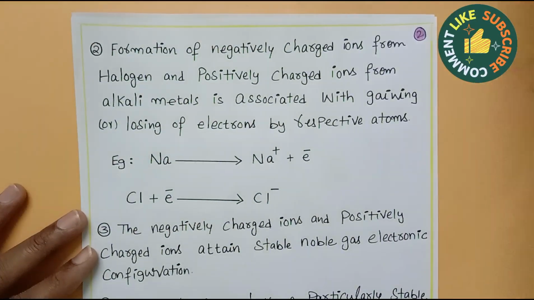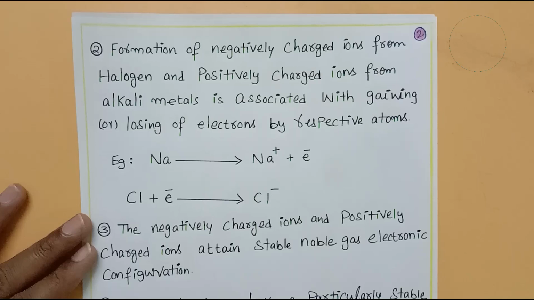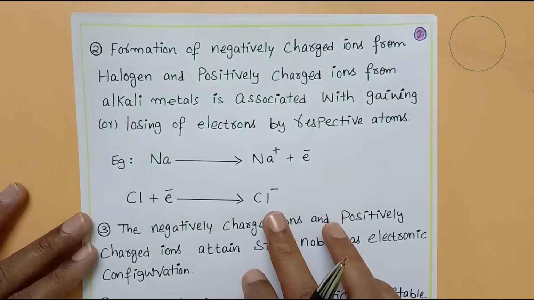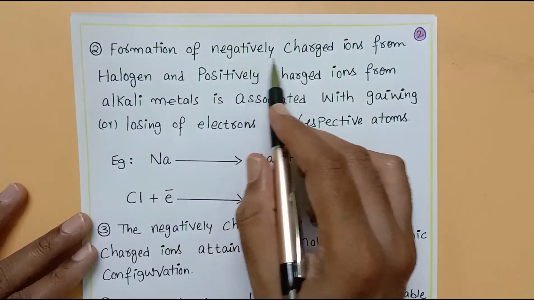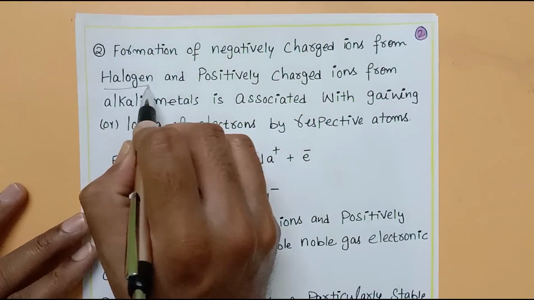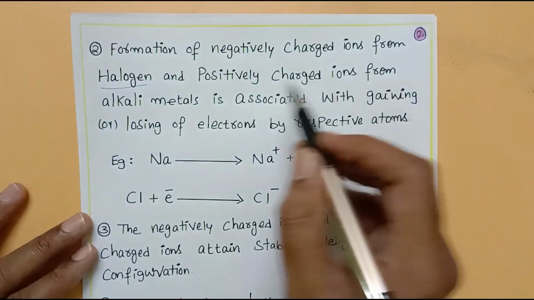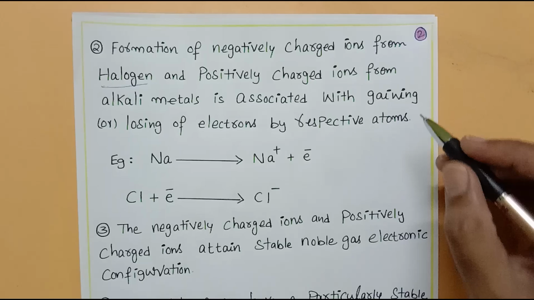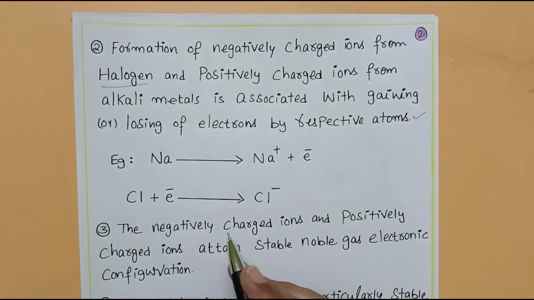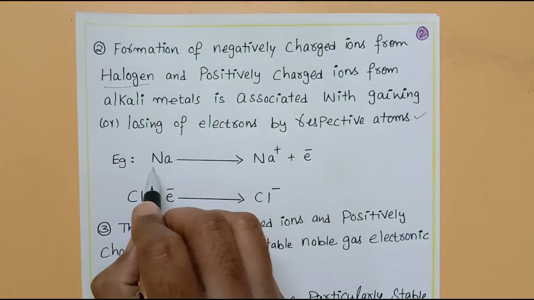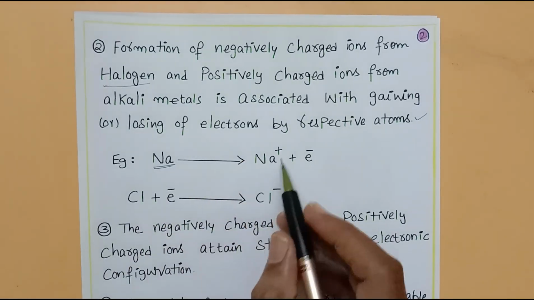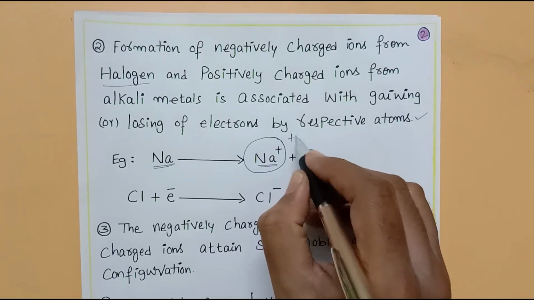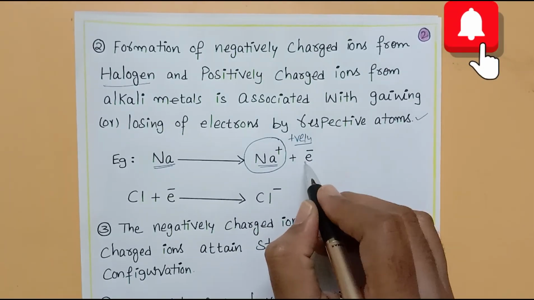The second point describes the formation of cations and anions, that is, positively charged ions and negatively charged ions. The formation of negatively charged ions from halogens and positively charged ions from alkali metals is associated with the gaining or losing of electrons by the respective atom. For example, the alkali metal sodium loses an electron and produces a positively charged ion, and there is a release of an electron.